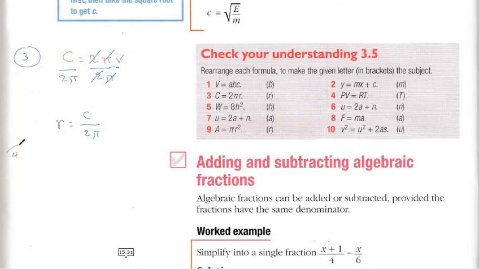Four, PV equals RT. Make T the subject. To make T the subject, we need to isolate T alone on one side. So divide both sides by R. R with R, only T is left. T equals PV over R.